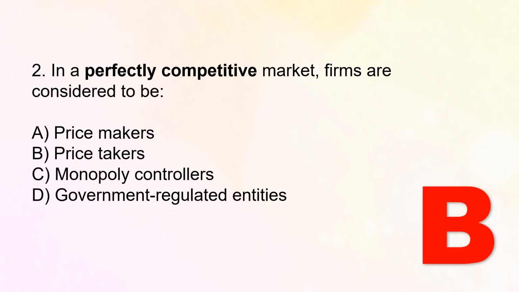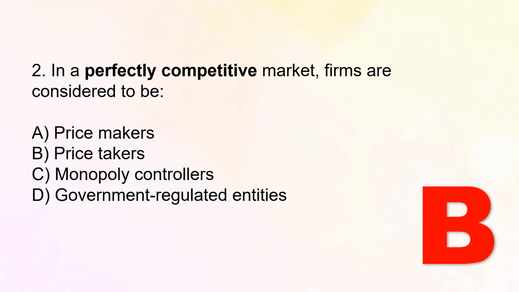The correct answer is B. Letter B is correct because in perfect competition, individual firms have no control over prices. They must accept the market price, so they are the price takers.